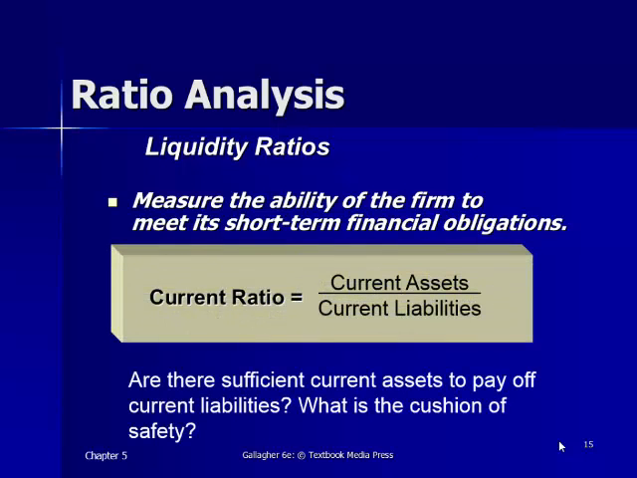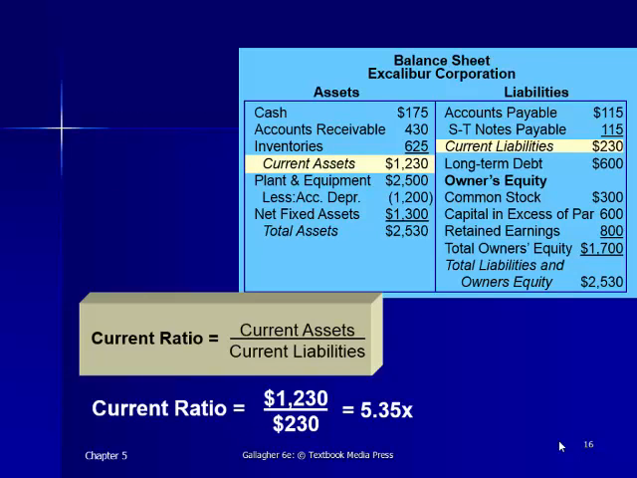So we have the current ratio, which equals current assets over current liabilities. So what we can see here is that this particular firm has 5.35 times, the X stands for times, the amount of current assets as it has current liabilities. So this is a measure of the cushion by which the firm has cash and near cash assets, which are current assets, relative to those liabilities that are coming due soon.